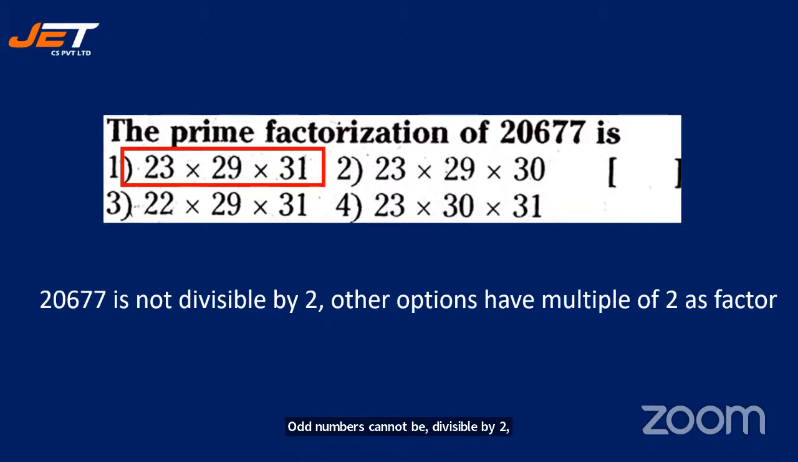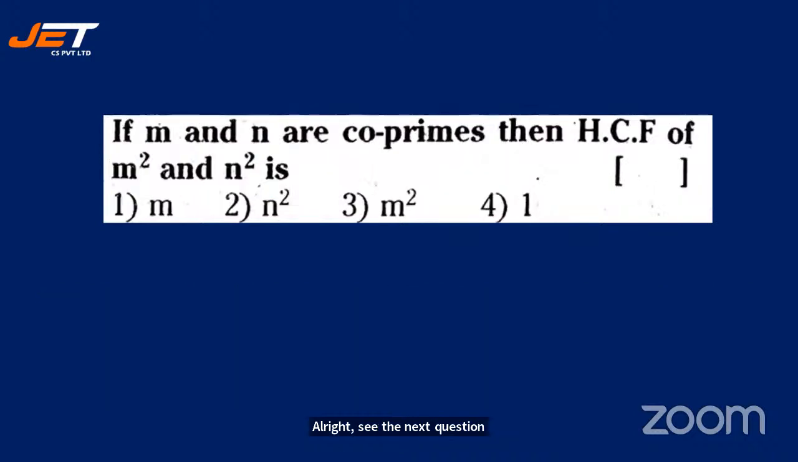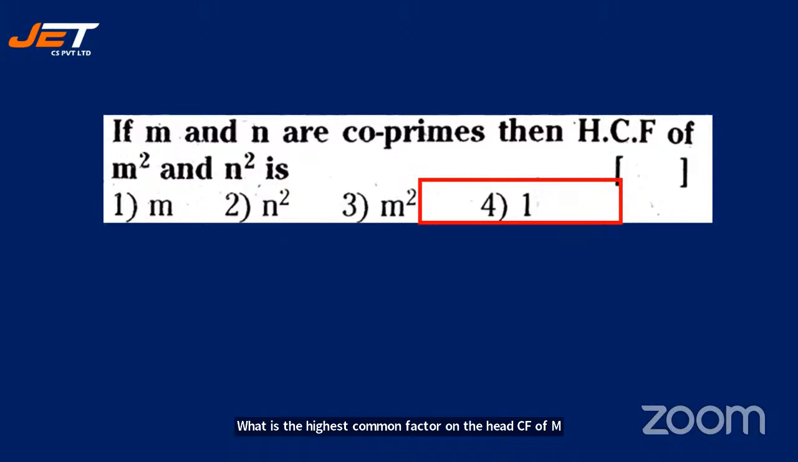So you have to take those numbers which are not divisible by 2. All right, see the next question. If m and n are co-primes, then the highest common factor of m square and n square is dash. So you need to know, if m and n are co-primes, what is the highest common factor or the HCF of m square and n square? It is none other than option 4, that is 1.